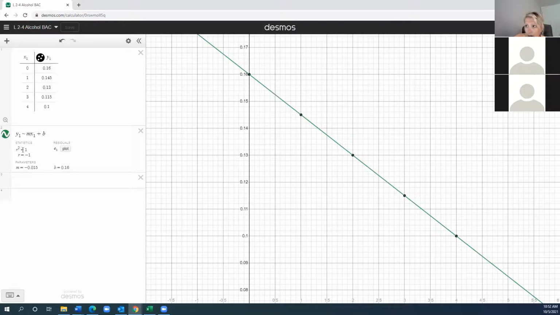Okay, so you can see that my R squared, which we said we're going to use, is a 1. The R is what we really want to use. The R tells us if it's negative, it tells us that it is a negative slope, and you can see that in the graph. And the 1 tells us it's a perfect relationship for linear. And our parameters are M is negative 0.015 and B is 0.16. So let's write that on our paper. For number 4, M is negative 0.015. And number 5, the y-intercept is 0, comma 0.16.